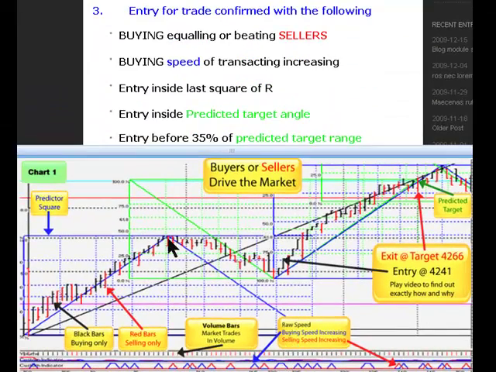Entry inside last square goes across here like that, so we don't have a problem there. Entry inside predicted target angle is going up here, so we have our entry here, so we don't have a problem there, and we have plenty of predicted range to work with. Obviously if this had taken forever to give us a signal and we're up here somewhere giving away too much of our potential profit, we would seriously consider not entering that trade.